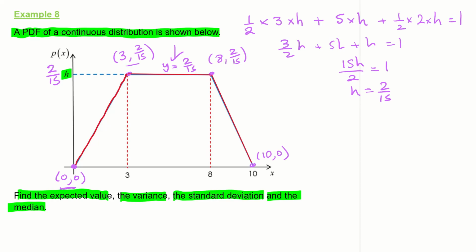Using (0, 0) and (3, 2/15), we can get that this section is y equals 2/45 x. And then using this point and this point, we can find this one is y is equal to 2/3 take away 1/15 x. And then that gives us the PDF.